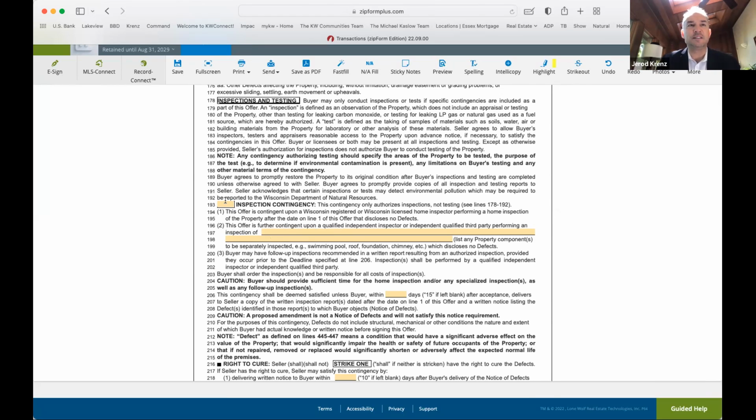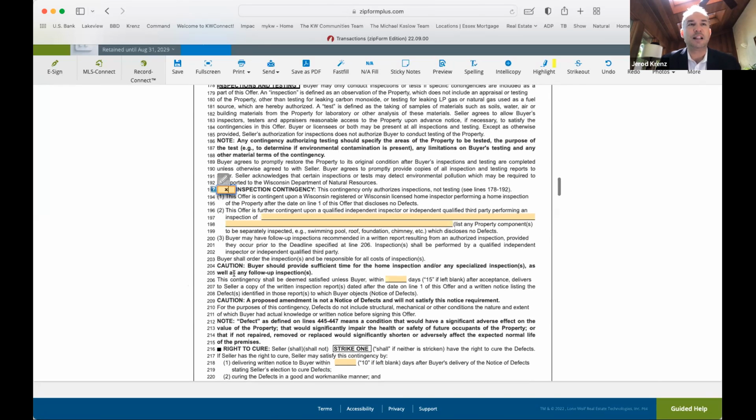So inspection contingency, if we were checking that, then we would go ahead here. I would just put of the premises, of the buildings. That's all you need to put there. And then on line 206, this says within 15 days, if left blank. That's a long time. Typically what we see when I review them is I see something around 7 days.